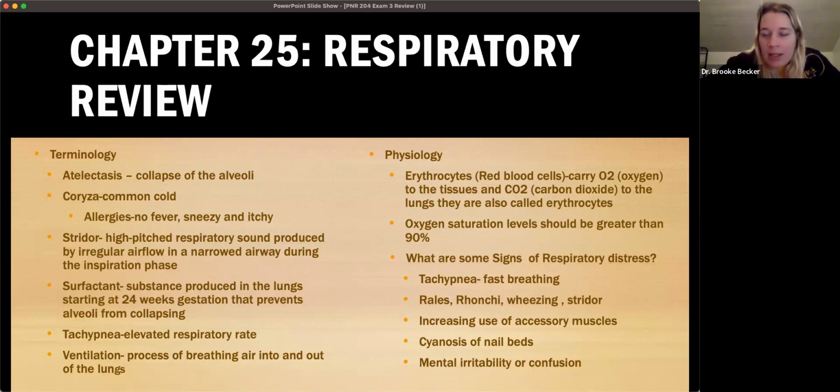remember that surfactant isn't produced until about 24 weeks of age. So if babies are preemies, they're for sure going to need some steroids to help develop their lungs. Okay, so remember that.